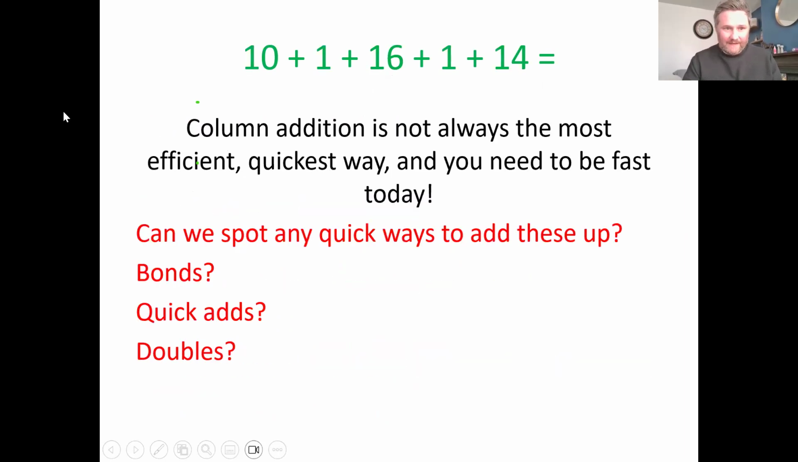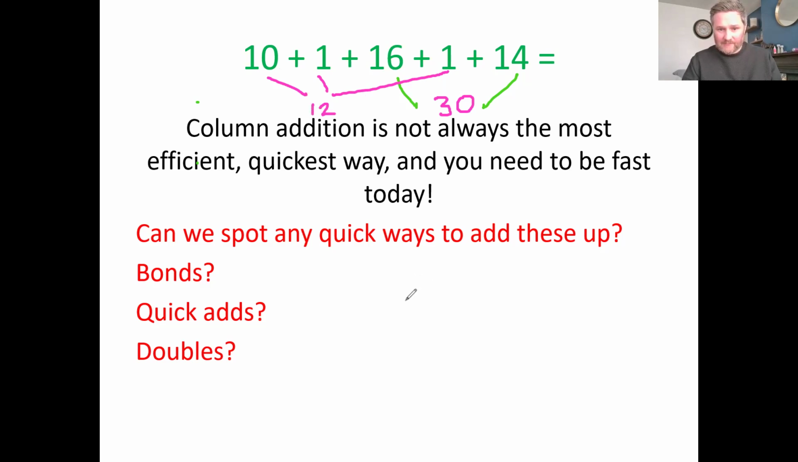Well, we could find this. This is quite a tricky one, but 16 add 14, that's actually like a near double and bond of 30. If I know 16 and 14, if I just reposition it a bit, that could be known as 15 add 15. So 16 and 14 makes 30. 10, 1 and 1 makes 12.